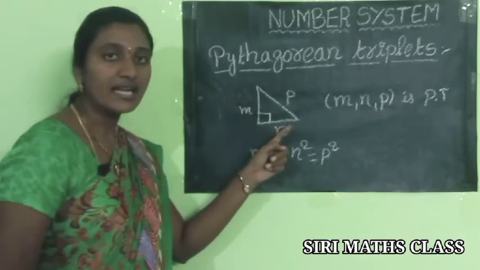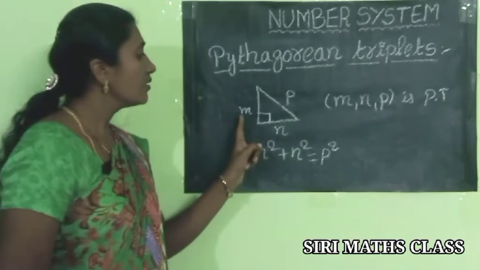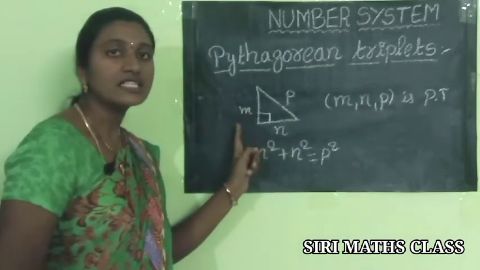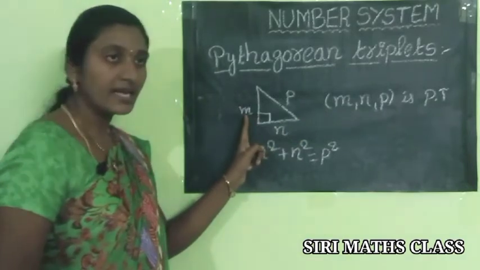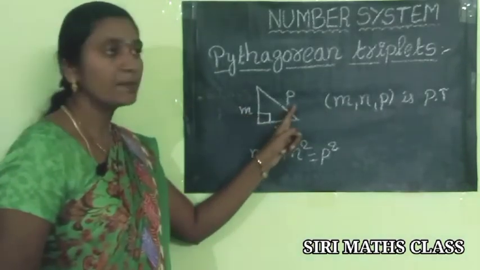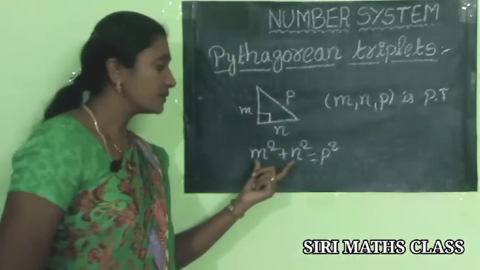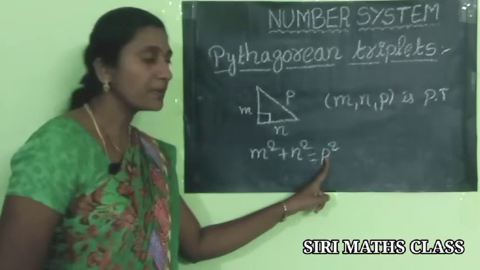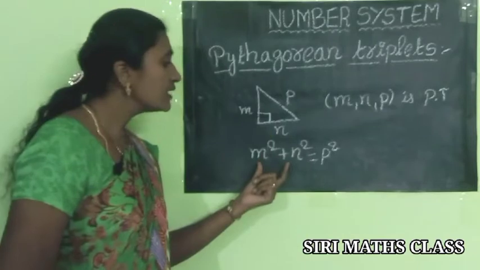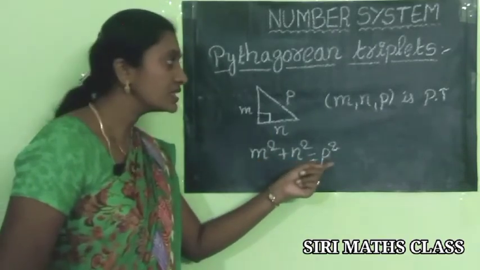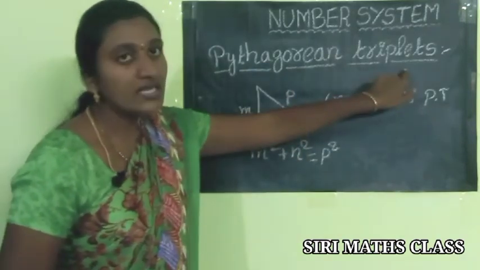Here we take a right angle triangle. By the Pythagoras theorem, the condition is side square plus side square equals hypotenuse square. If M and N are two sides and P is the hypotenuse, then the condition is M square plus N square equal to P square. If M, N and P are any three natural numbers with M square plus N square equal to P square, then M comma N comma P is called a Pythagorean triplet.